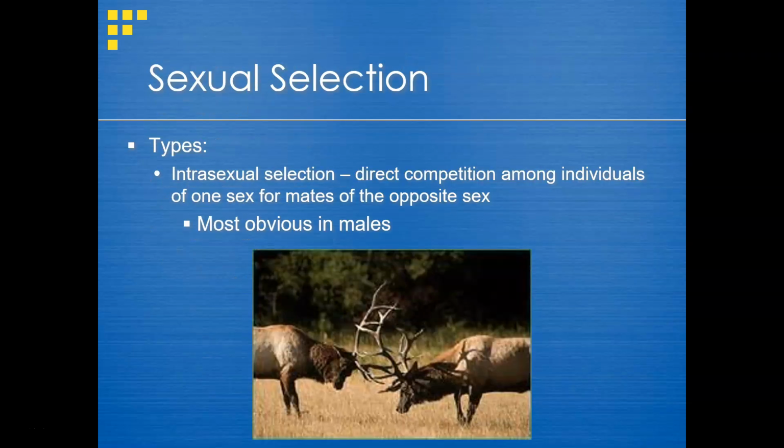When we look at sexual selection, really there's two types. You've got intrasexual selection. This is that direct competition among individuals of the same sex for the opposite sex. Most of the time it's males fighting over females. So having big horns or being bigger and stronger just in general tends to be the case in those males as they fight for the right to mate with the female.